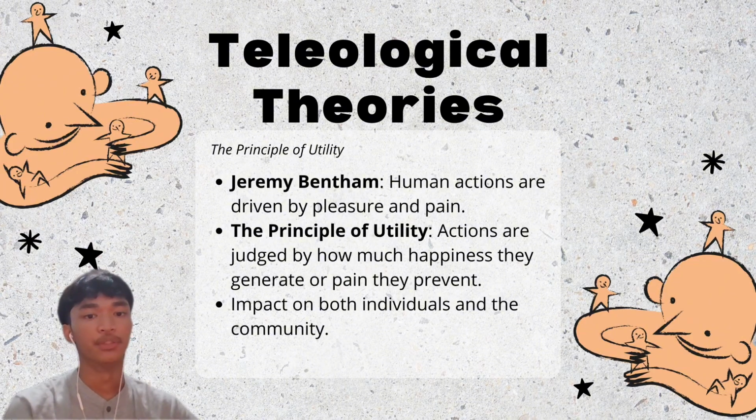Jeremy Bentham argues that our choices are mainly influenced by pleasure and pain. These two forces help us decide not only what is right or wrong, but what we actually do. Central to Bentham's idea is the principle of utility. This principle suggests we should evaluate our actions by looking at how much happiness they create or how much pain they prevent. It emphasizes that we need to think about the happiness of both the individuals and the larger community, since communities are made up of individual people.